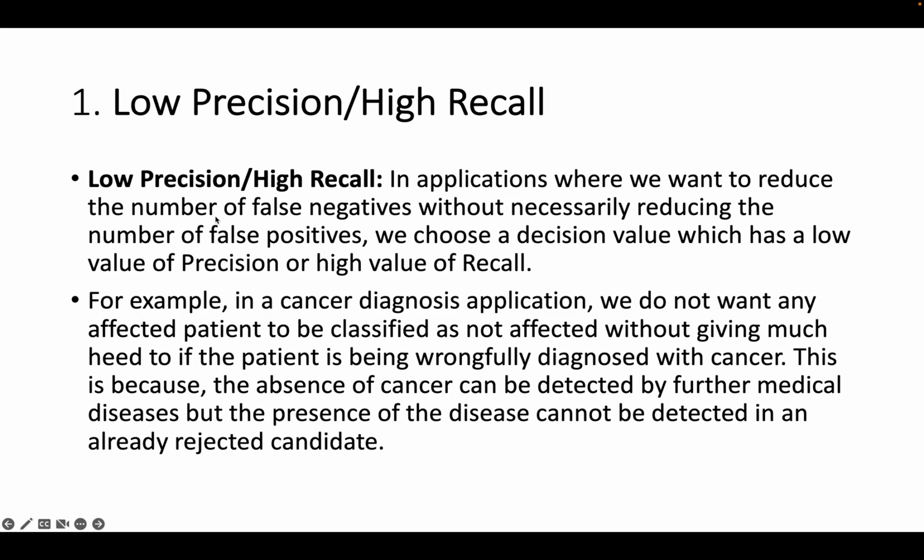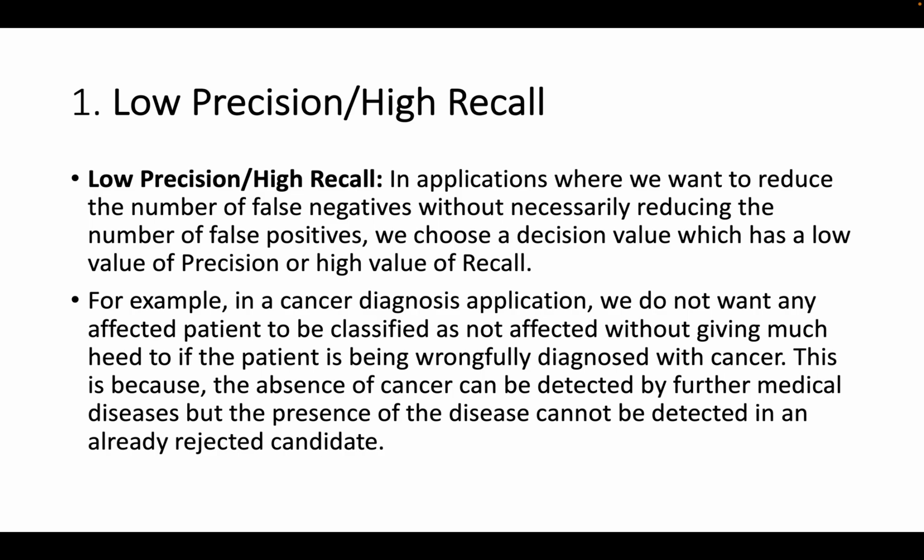In applications where we want to reduce the number of false negatives without necessarily reducing the number of false positives, we choose a decision value which has a low value of precision or high value of recall. Suppose you want to reduce the number of false negatives without reducing the number of false positives. False negatives, what were they? False positive, we saw, is when we said the patient is sick but is not. What is a false negative? When we say the patient is not sick but they are actually sick. We want to reduce the false negatives. So we choose a decision value which has a low value of precision and high value of recall. Lower precision is okay, we can detect more, but it is important to maintain a good balance.